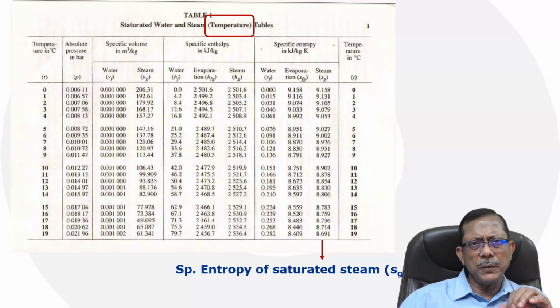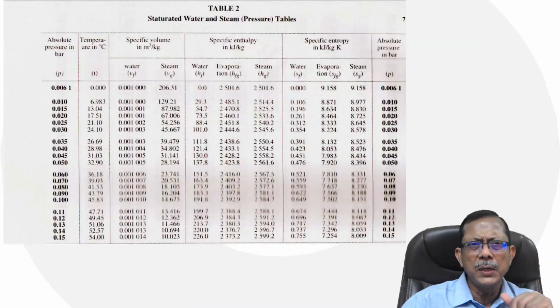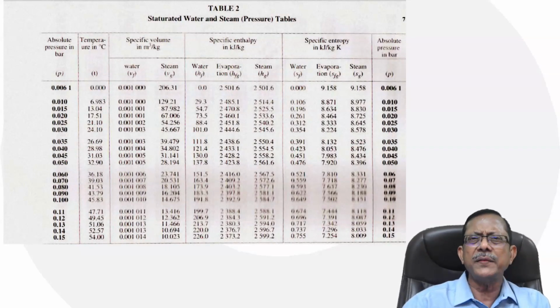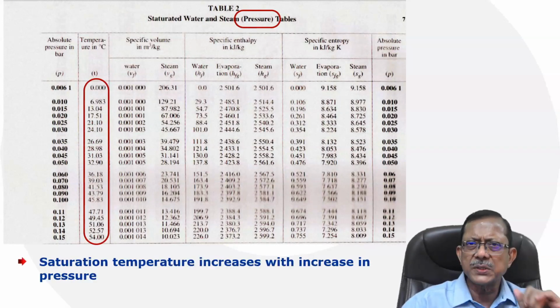Now, if you want to understand the steam table, certain things we need to understand again, right? So let us go back to the steam table, which is the pressure-based steam table. The pressure-based steam table is nothing different from table 1. Only thing is, in this case, column 1 is the absolute pressure in bar. Column 2 is its corresponding saturation temperature.